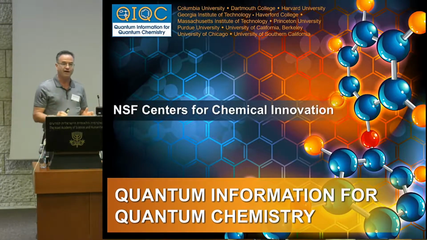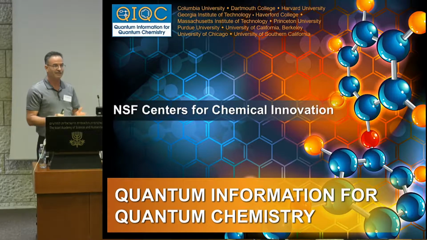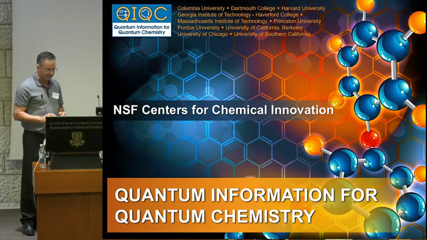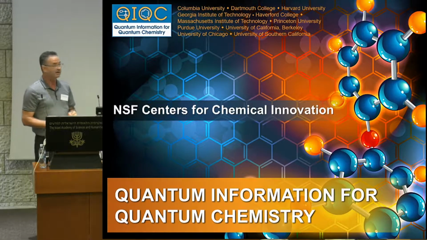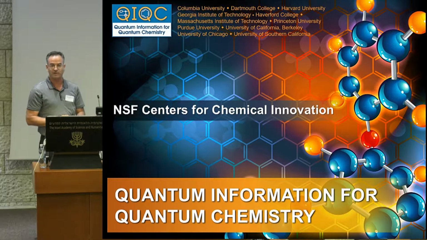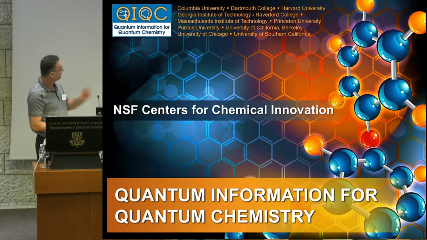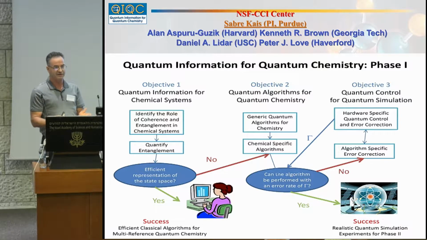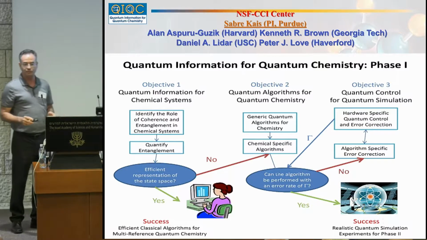The field is moving so fast that almost every day you have like 30, 40 papers in the field. And just to give you an idea how fast we are moving with this field, back in 2010, we established an initiative center for chemical innovation at Purdue, and the idea was to focus on quantum information for quantum chemistry. So phase 1, we have with us 4 schools, and we are focusing on quantum information for chemical systems, quantum algorithms, and quantum control. And the phase 1 was for 3 years, and the idea to go to phase 2.